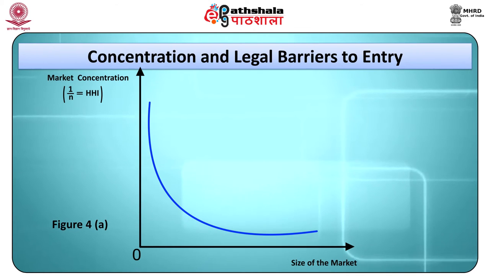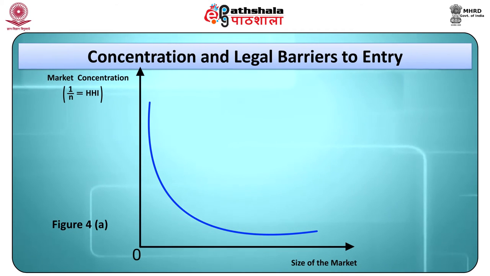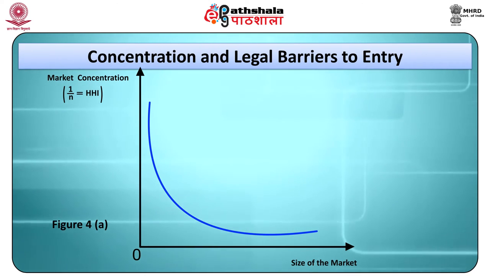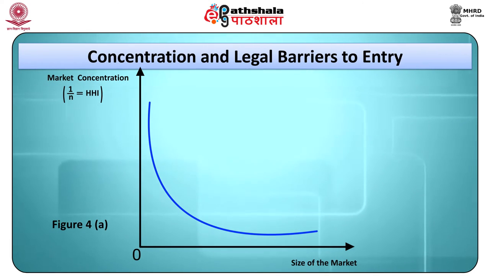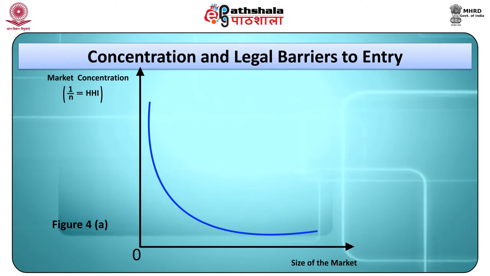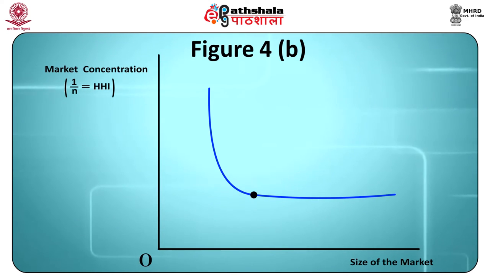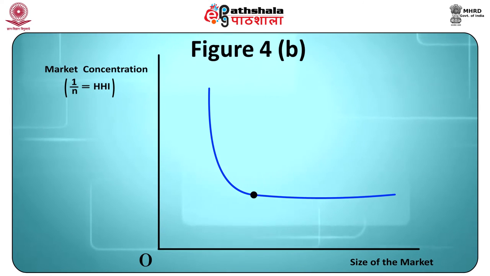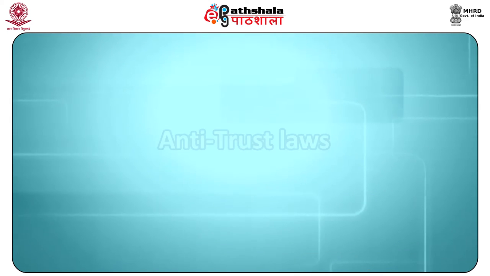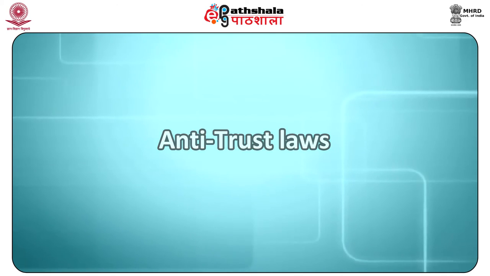Figures 4a and 4b. Here, figure 4a corresponds to the case of exogenous sunk cost, when concentration converges to zero as market size increases, while figure 4b corresponds to the endogenous sunk cost, when concentration converges to a number above zero. Next is antitrust laws.